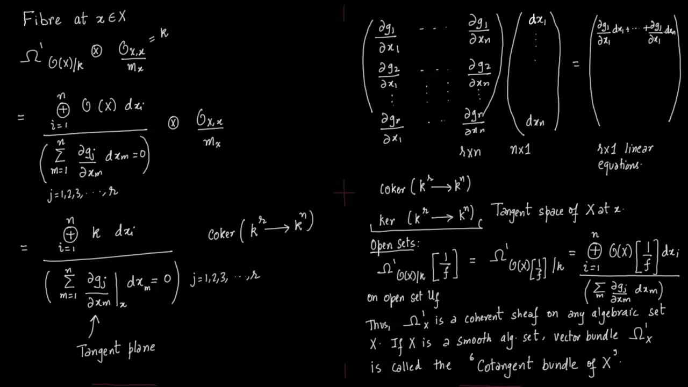So omega 1 X is a coherent sheaf on any algebraic set X. And if X is a smooth algebraic set, this vector bundle omega 1 X is called the cotangent bundle of X.